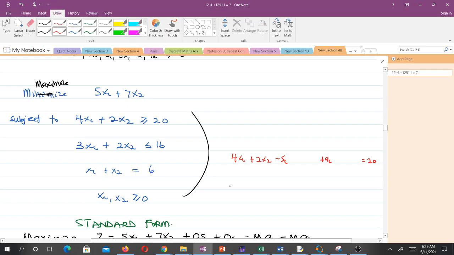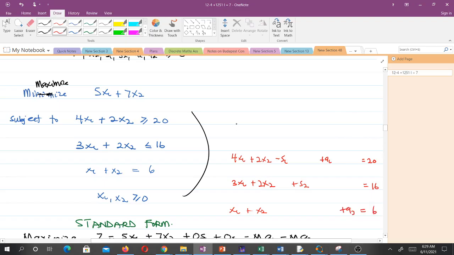Then the second constraint will be 3x1 plus 2x2, and you can see that one is less than or equal to. So that one we change to equality by adding a slack variable, and that slack variable is going to be the basis, so there is no need to add an artificial variable. So this one will give us 16. And for the third one, you can see that it is neither a less than or equal to nor a greater than or equal to, so that means we can add or subtract. We can add a slack variable, we can also subtract a surplus, but we still need a basis, so we have to add an artificial variable to it.